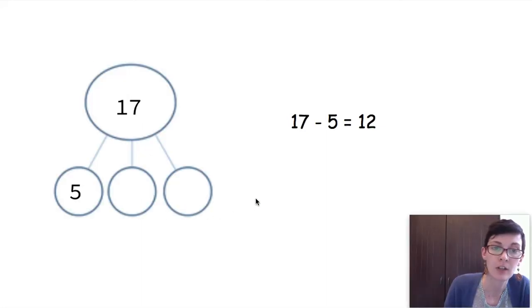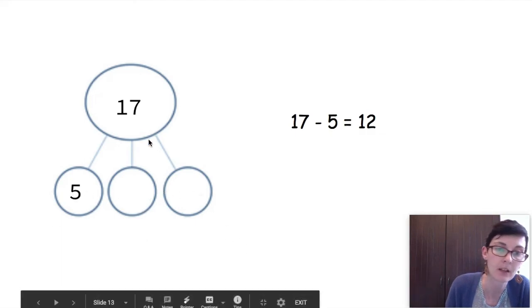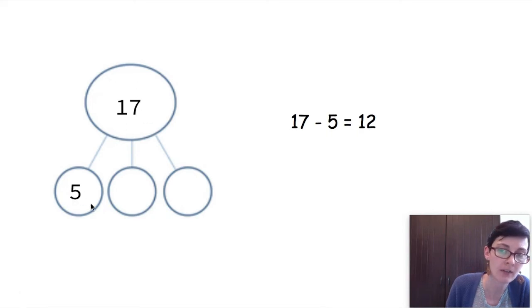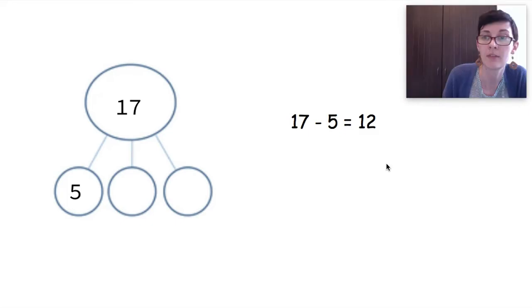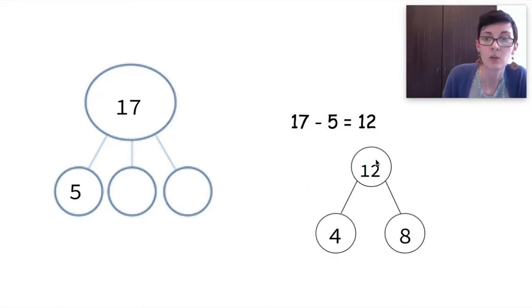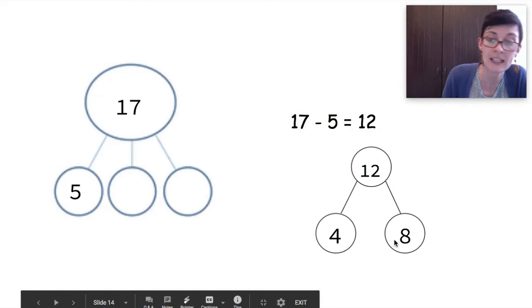Now let's have another look at a different example. This time we've got 3 parts, so it's a little bit trickier. So our whole is 17, and we know that one of the parts is 5. But what could the other 2 parts be? Well, I'll use my subtraction strategies to know that 17 take away 5 is 12. But then where do I put the 12? Well, then I have to go a little bit further. And remember that 12, we could partition that as well. So if 12 is my whole, I could partition it into 4 and 8 as the 2 parts.